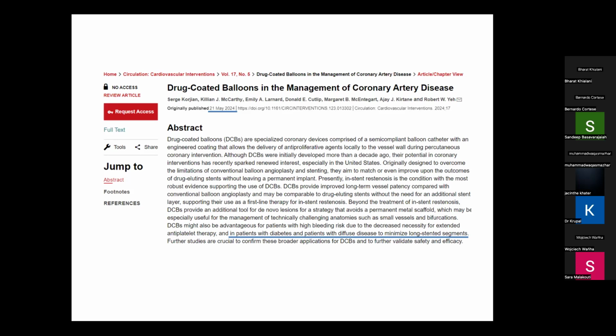Yes, and I just wanted to quote one of the trials, the Picoleto trials, where 3 or 4 use DCB in small vessels. No, Picoleto 1 and 2 are small vessels, up to 2.75. Picoleto 3, 4, and 5 also accept large vessels.